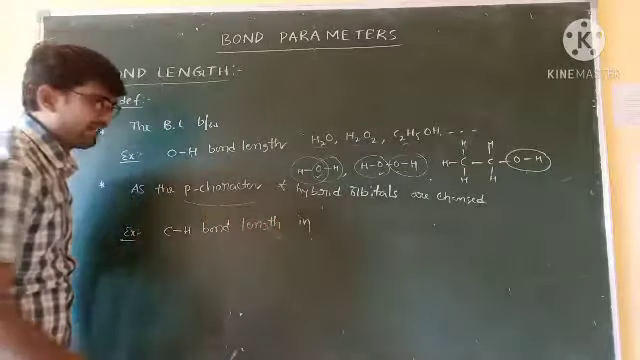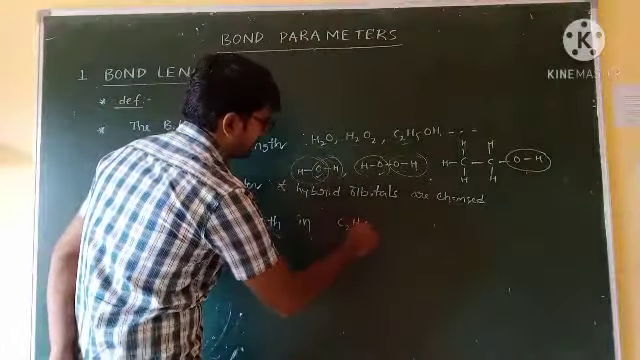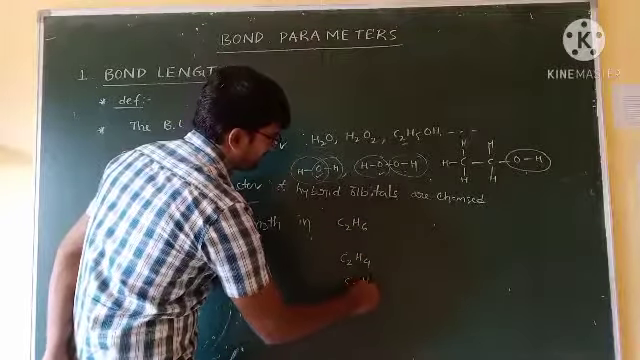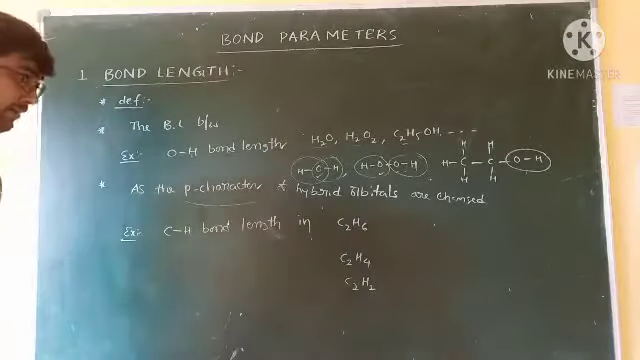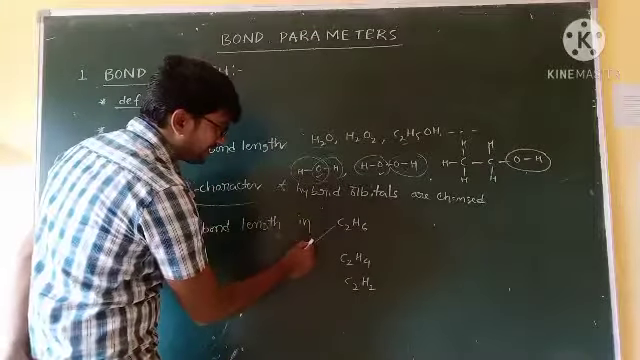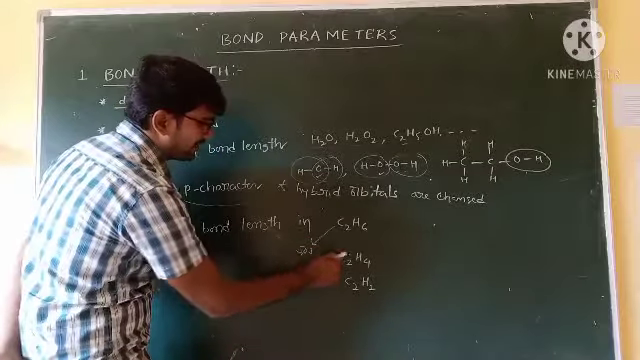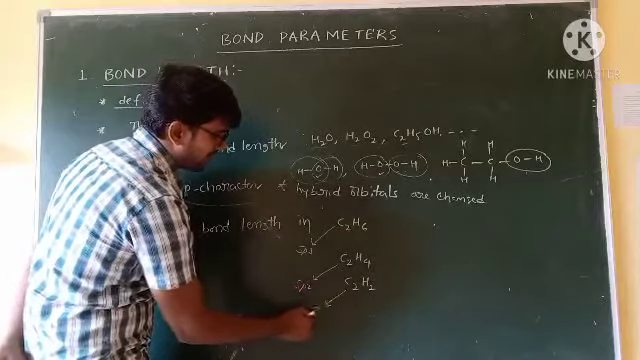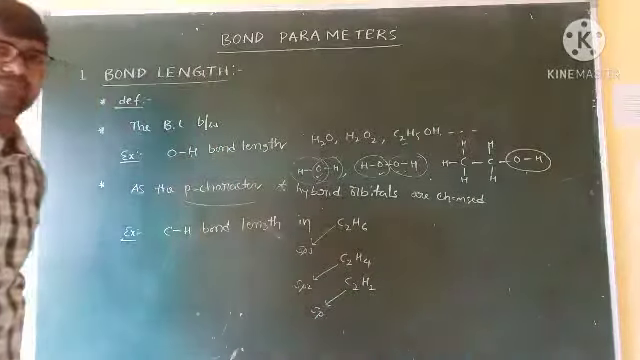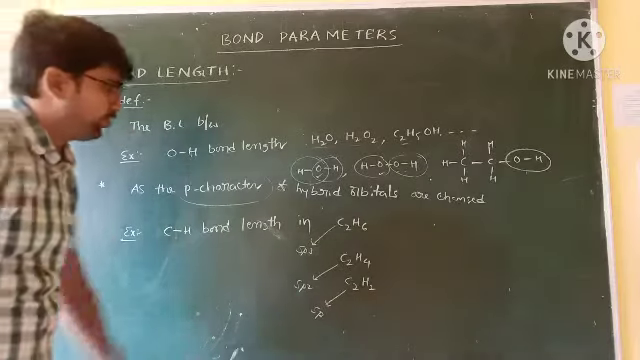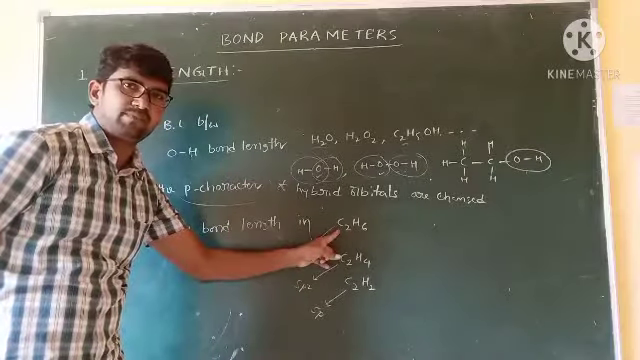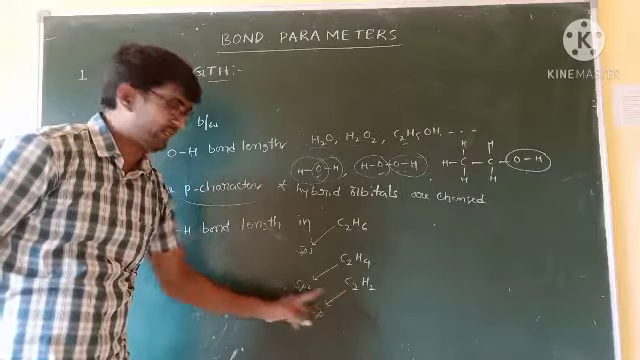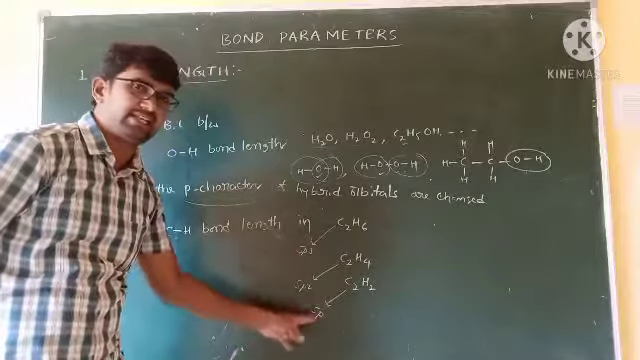in different compounds. First one C2H6, second one C2H4, third one C2H2. In C2H6, carbon undergoes sp3 hybridization. In C2H4, carbon undergoes sp2 hybridization. In C2H2, carbon undergoes sp hybridization. I already explained this one because only single bonds are present between carbons in this molecule. C double bond C is present here. C triple bond C is present here. So the percentage of p character is changed.